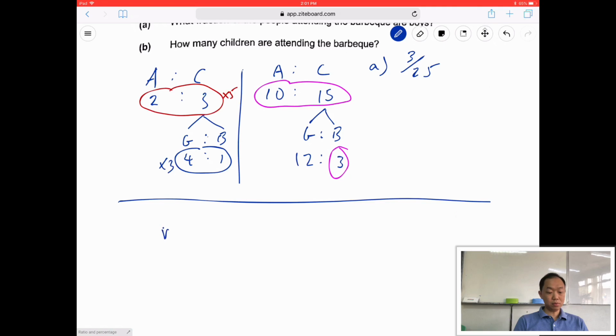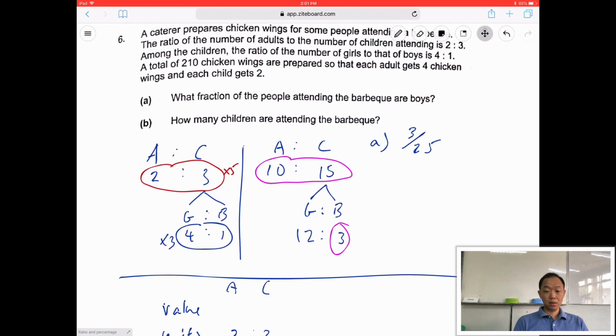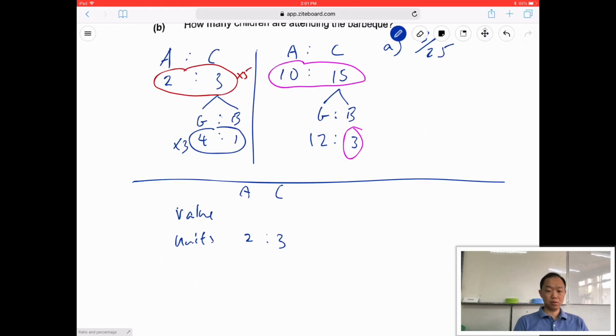Part B, value, units. So you have adult, children. Now, adult units is 2 is to 3, then the value. Adult is 4, child gets 2. So 4 is to 2. Okay, so find the total. What we're doing, we're finding VU. How to find VU? Value times unit. So 4 times 2 is 8. VU, this VU. This is 6 VU.